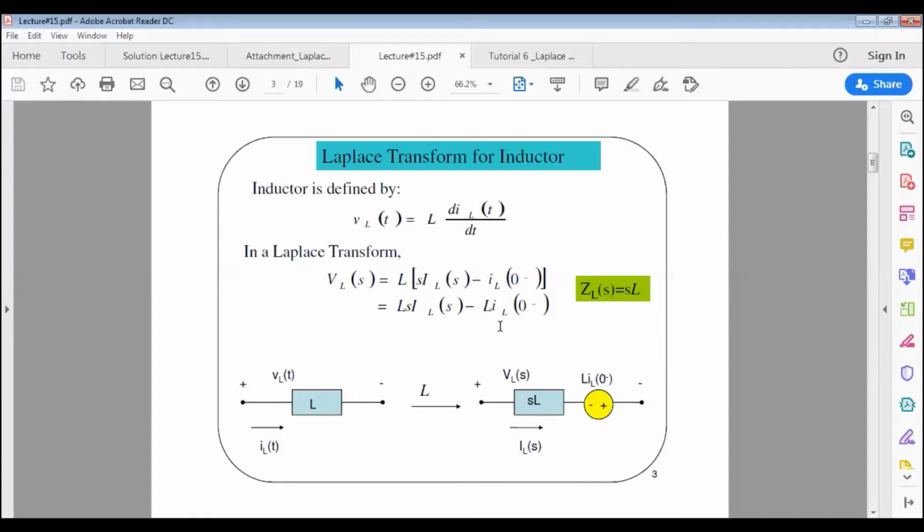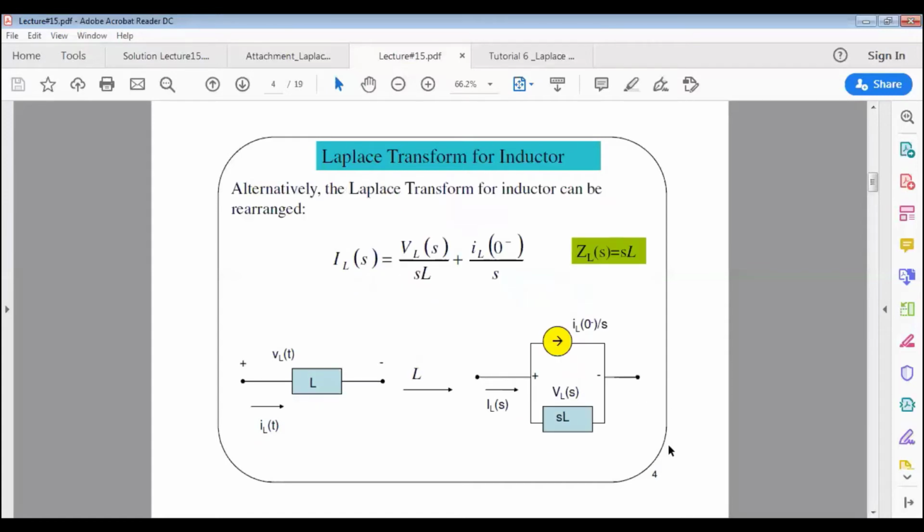an additional voltage value, which can be represented as this voltage source. Because of the negative sign here, the polarity of this voltage source is against the polarity of the current flowing in the inductor. So there's a big difference between the inductor in the time domain and the inductor in the S domain.